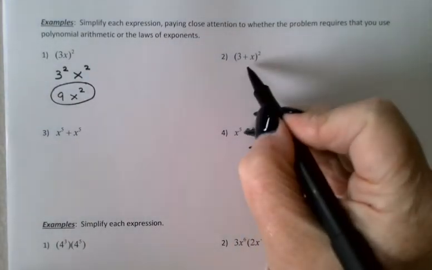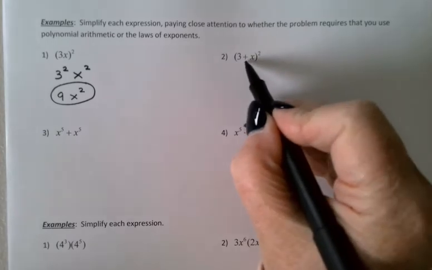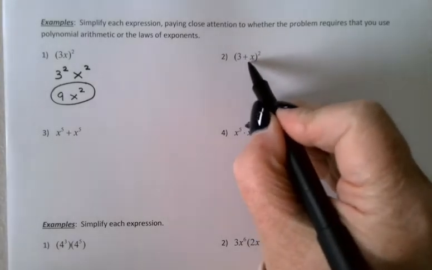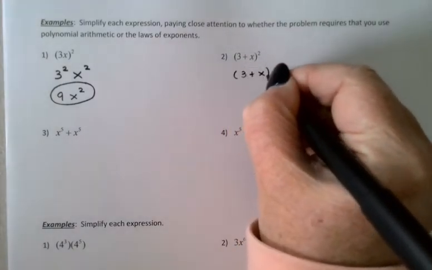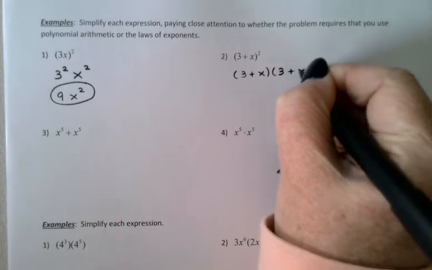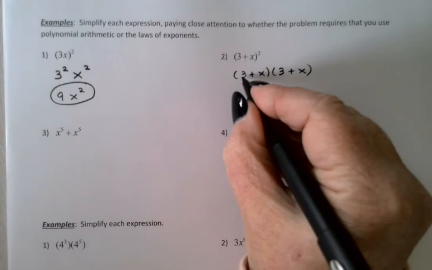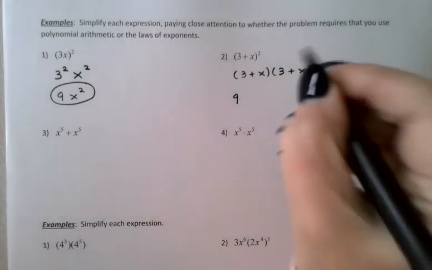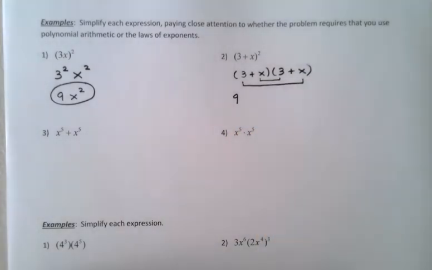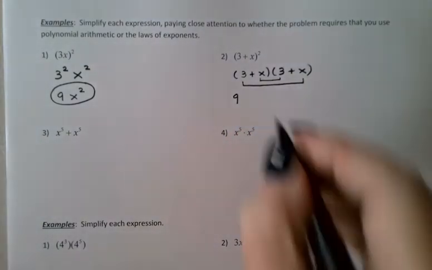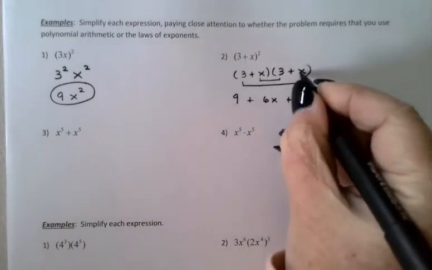Now notice the difference over here. 3 plus x squared, those aren't factors. That's not multiplication. So instead, I need to multiply this out using my polynomial arithmetic techniques. That's really 3 plus x times 3 plus x. The firsts would multiply to 9. Inners would be a plus 3x, and outers would also be a plus 3x. So I get 9 plus 6x, and then plus x squared.